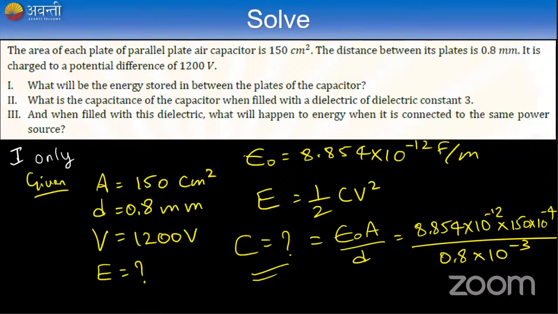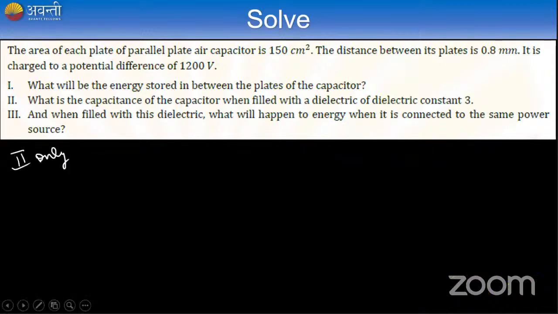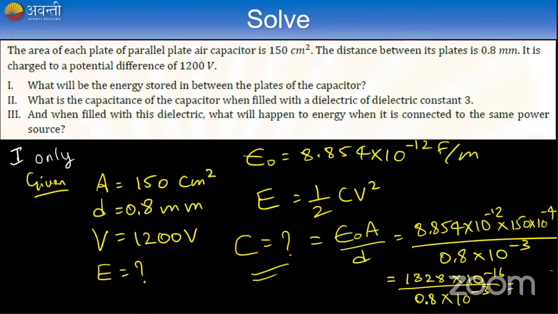What is the capacitance value you get? So 8.854 into 150 gives me 1328. So 1328 into 10 power minus 16 divided by 0.8 into 10 power minus 3. So its value is 1660 into 10 power minus 16 plus 3, minus 13. So I'm going to write this in next page. Okay, I don't have space. What is the value of capacitance I would get? Please reply.